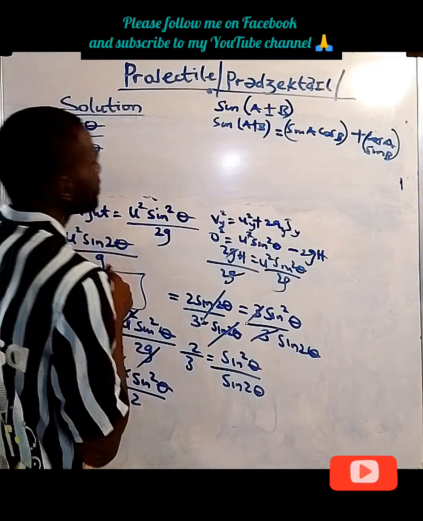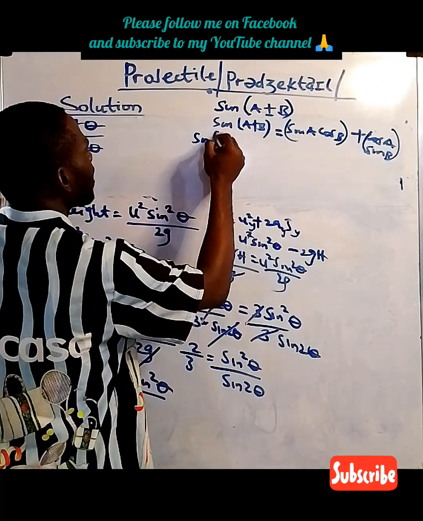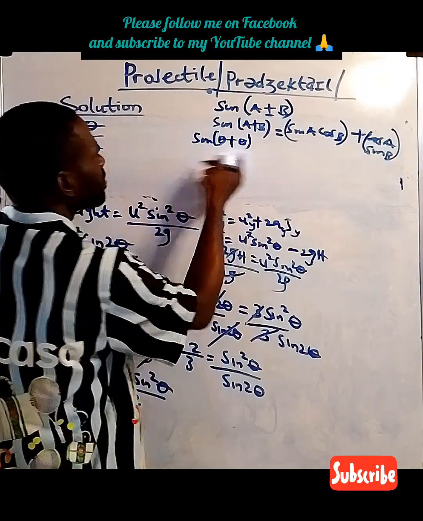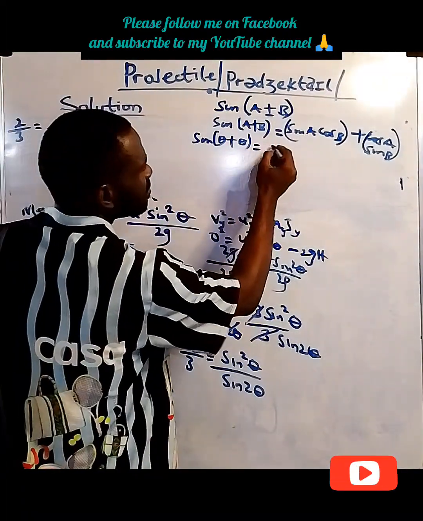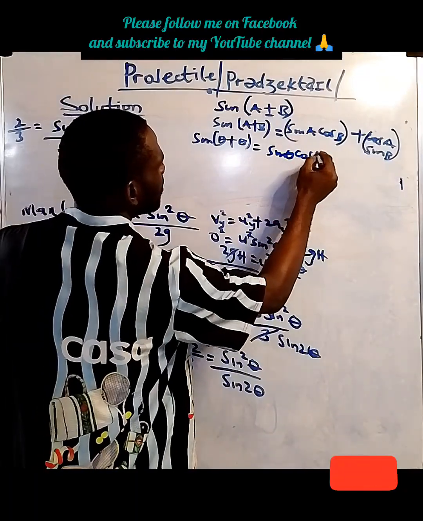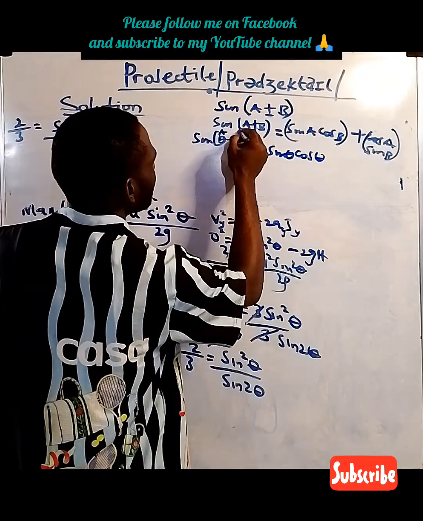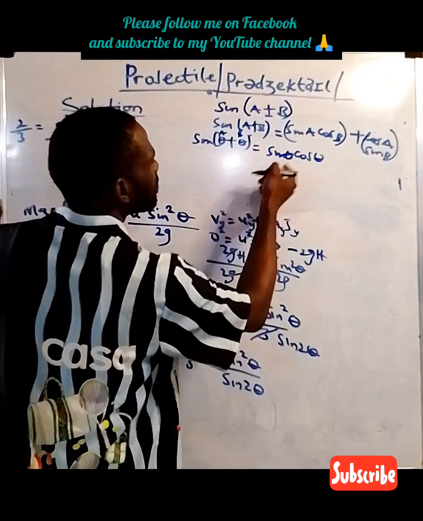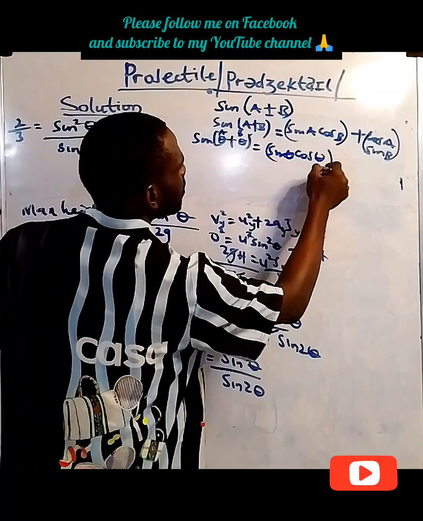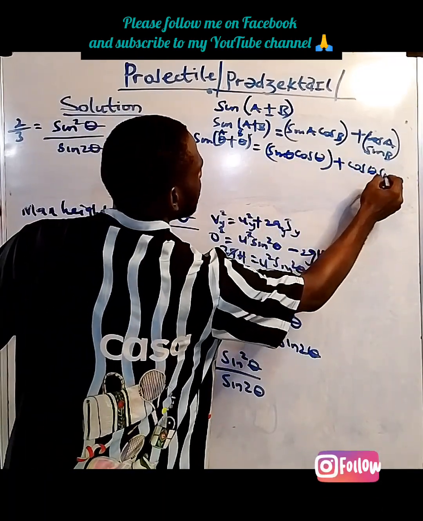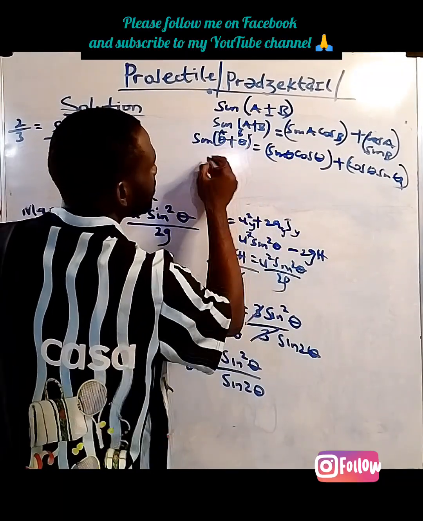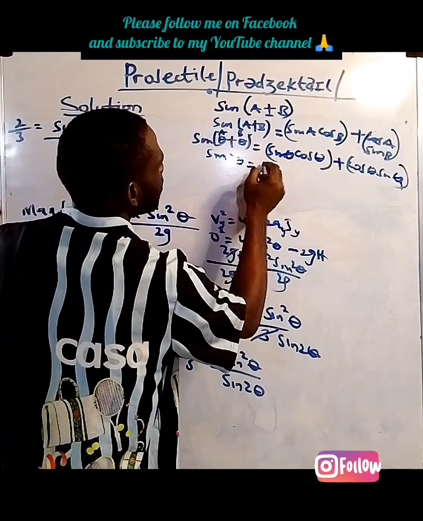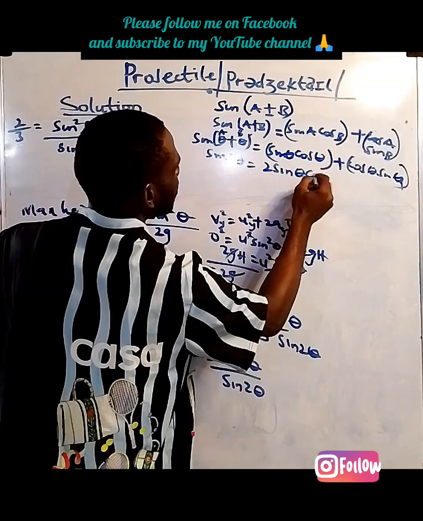So if you talk about sine 2 theta, what's sine 2 theta then? Sine 2 theta is sine of theta plus theta. Theta plus theta will give us 2 theta. So sine of theta plus theta will give us sine theta cos theta, that's sine A and B, then plus cos theta sine theta. So what do we have? They're both the same. So that means sine 2 theta will give us 2 sine theta cos theta.